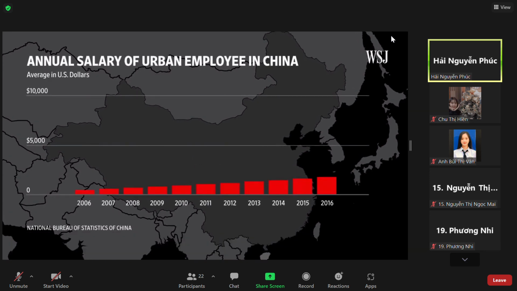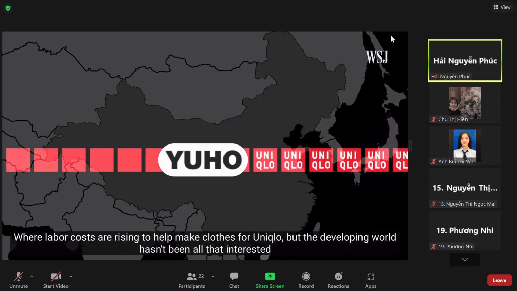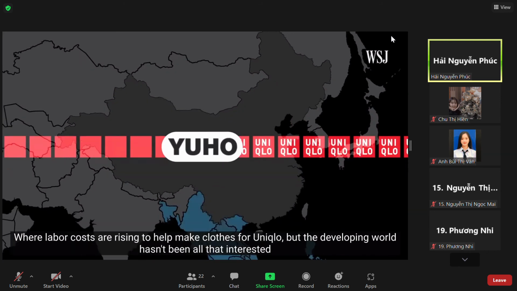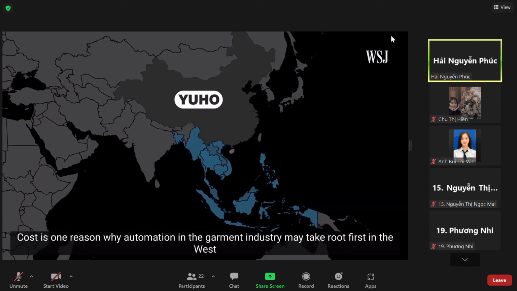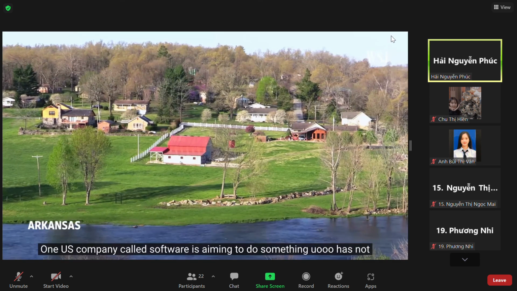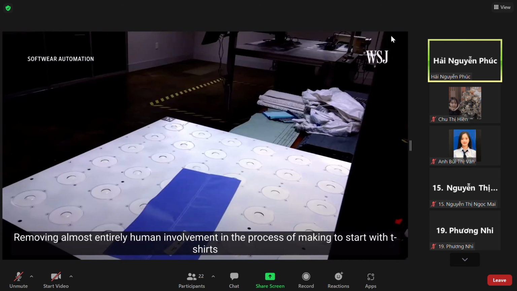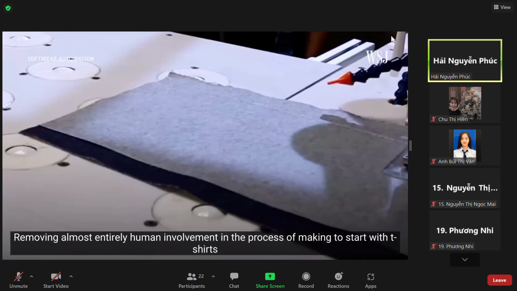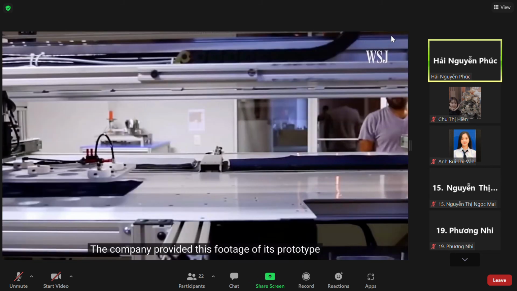Yuho's owner tells us his machines are used in China, where labor costs are rising, to help make clothes for Uniqlo. But the developing world hasn't been all that interested, he says, because the price tag for them is so high. Cost is one reason why automation in the garment industry may take root first in the West. One US company called Software is aiming to do something Yuho has not, removing almost entirely human involvement in the process of making, to start with, t-shirts.